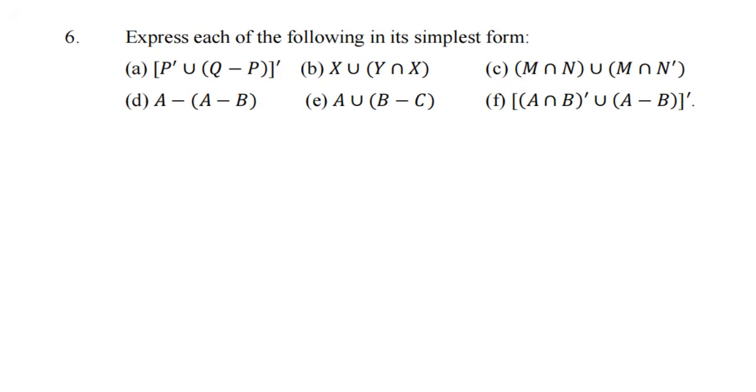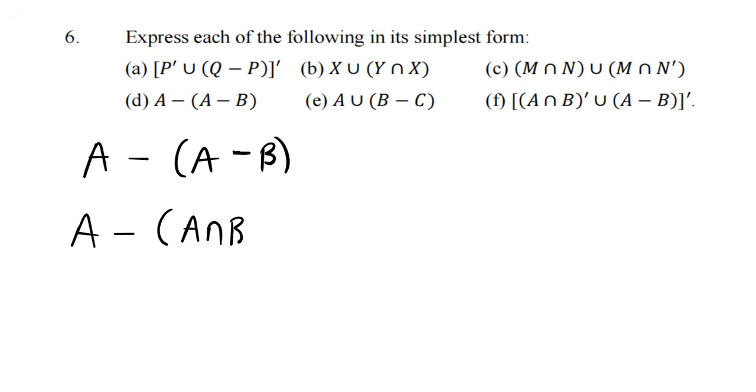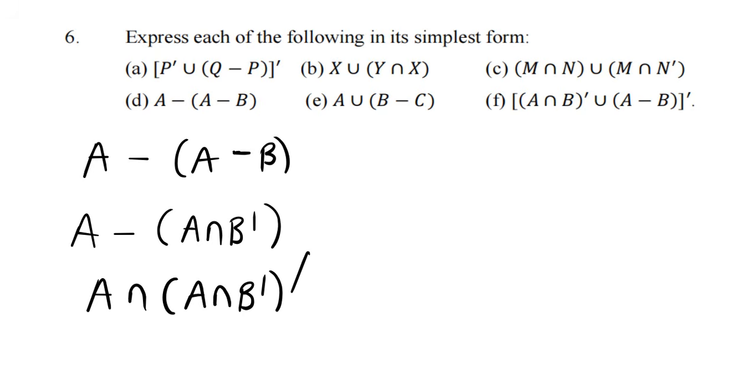You can even solve D. So D, we have A minus B. Even this one you have to know what that means. In this case, we're saying this is a difference law, so it will be A intersection B complement. Now we still have another minus, so we're going to do the same thing. I'm going to have A intersection the same set A intersection B. There's a complement, don't forget. Then the minus is going to become a complement.